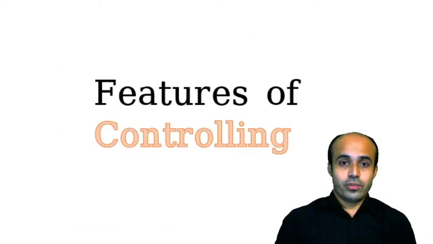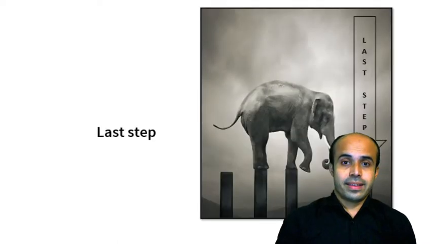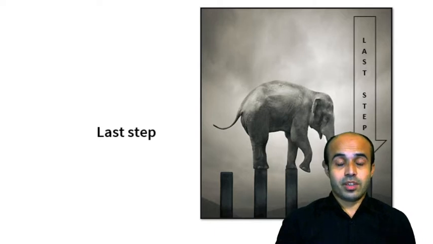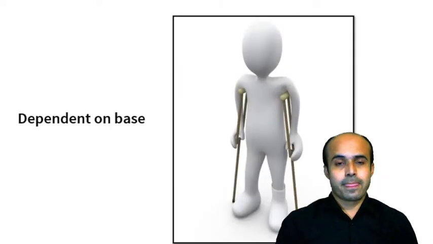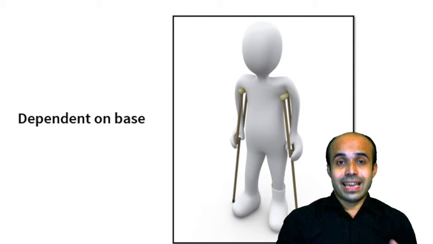Then we can go to the features of controlling. What are the features of controlling? It is the last step, because controlling is the last function of management, and that is why you can say it is a last step. It depends on a base. Yes, controlling depends on the plan that is fixed at the beginning of the task. So we can say that controlling is dependent on a base, because the base is the plan. The plan is the basement of controlling.